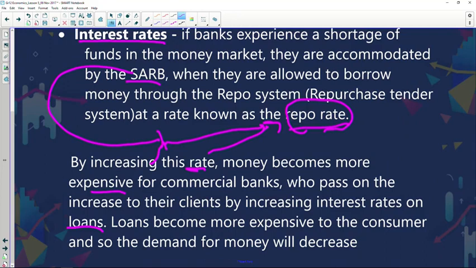Okay, so we can see that this relationship is important, and the fact that the South African Reserve Bank will be in a position to loan or to lend money to the banks. And then they will be charged a percentage through the repo rate, which is known as the repurchase tender system. And then we know that the interest rate will also increase as a result of the bank having increased its repo rate, which has made money more expensive, and therefore the banks will pass on the increase to their clients, and then they will charge higher interest rates.